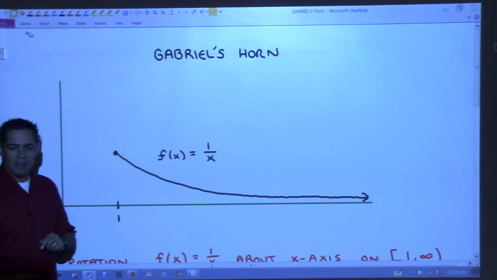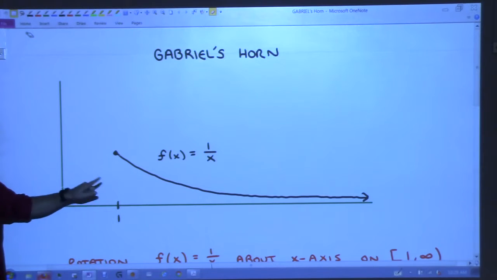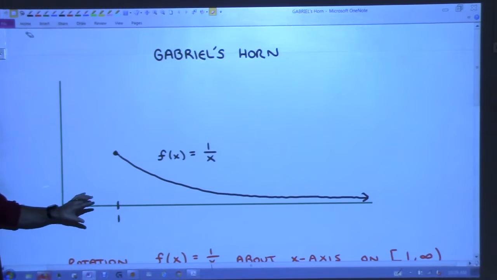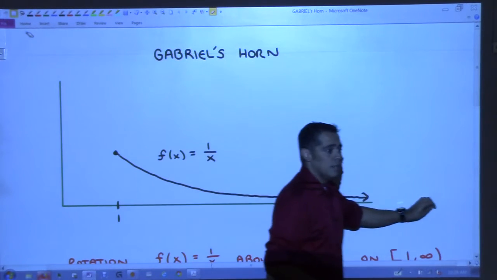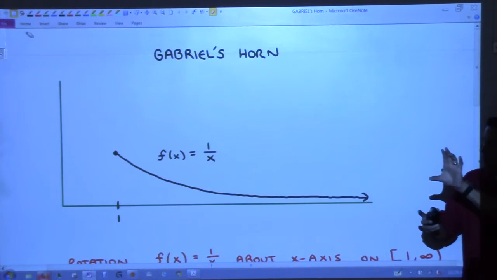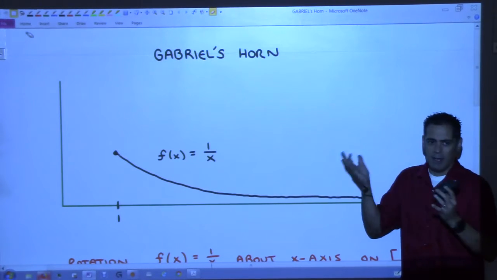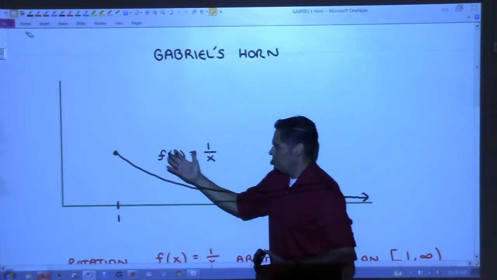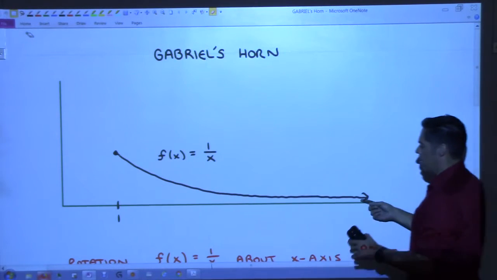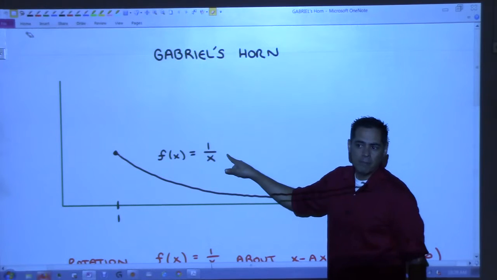Now, we have not ever done this before, but imagine if you could, wrapping this around the x-axis. That should have a volume, yes? But this thing is tapering off and it's going forever. So this is like an infinite horn. Gabriel's horn comes from a horn that you play, I guess. I think Gabriel's an angel. So this is his horn. It goes forever this direction. So what would happen if I said, wrap this around the x-axis, find the volume?